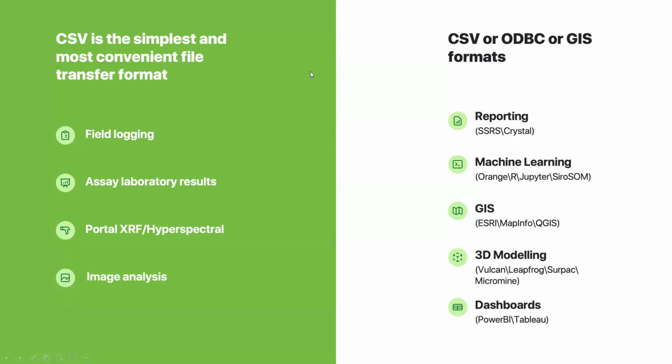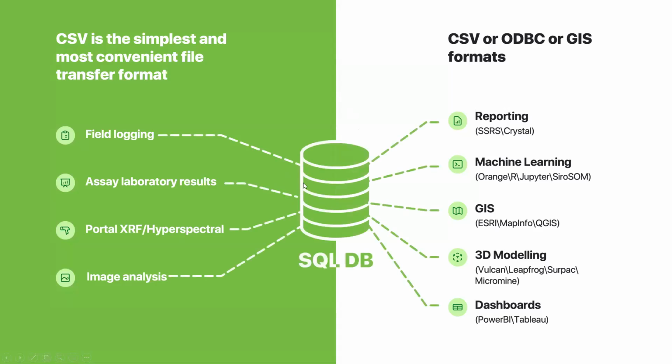And the flow that happens in every case is that everything flows in and out of a database so that we can combine data together, because field logging without assays isn't really useful. Looking at hyperspectral without knowing what the field logging and the chemistry is isn't useful. And the images, we have to take the data that's in the images and turn them into tabulated data sets.